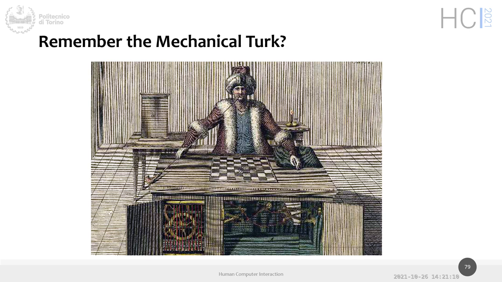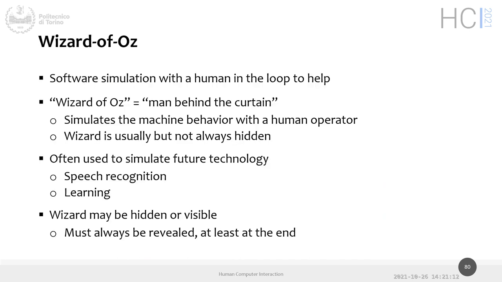So we can use this trick also in our prototypes. If there is some part of the prototype for which it's important for us that the users believe that the technology is able to do something, but today we are not able to set a prototype that comes close enough to that functionality, we can use a person and disclose this person only at the end. Of course, we don't want the people to be really tricked, but we don't tell them at the beginning.